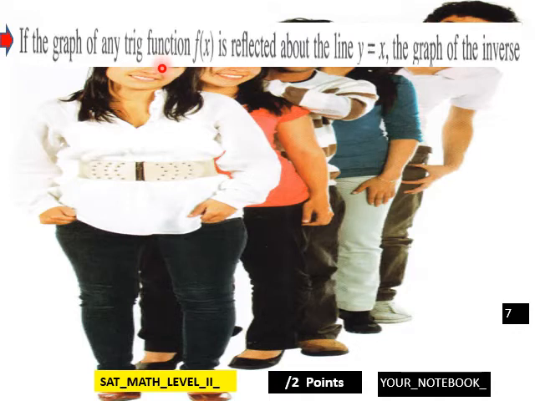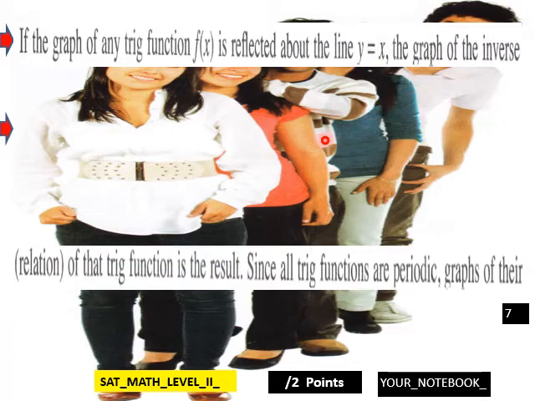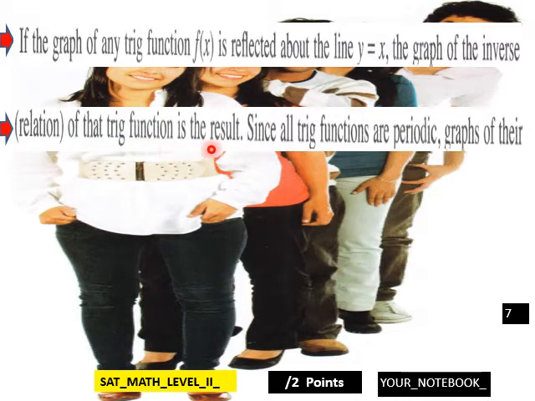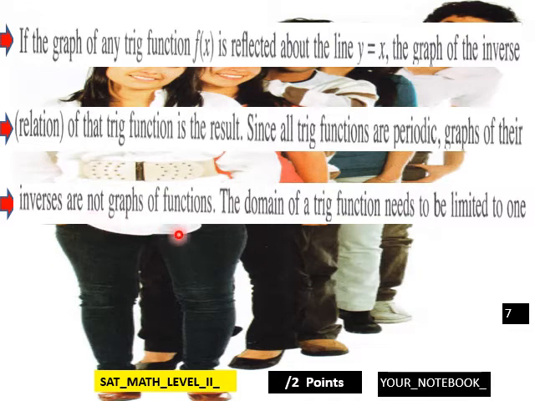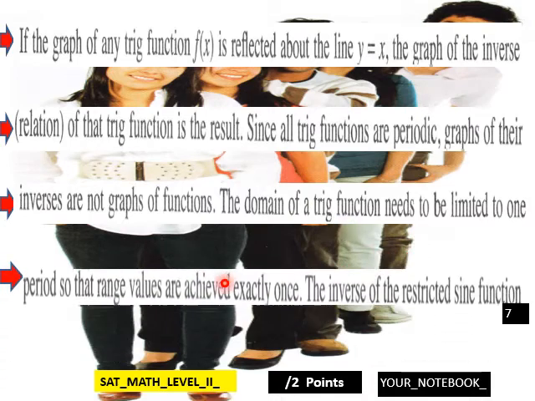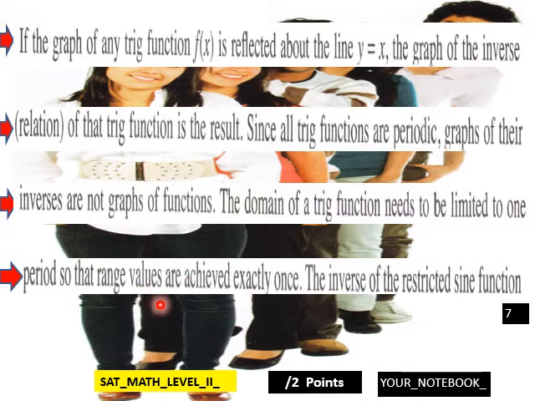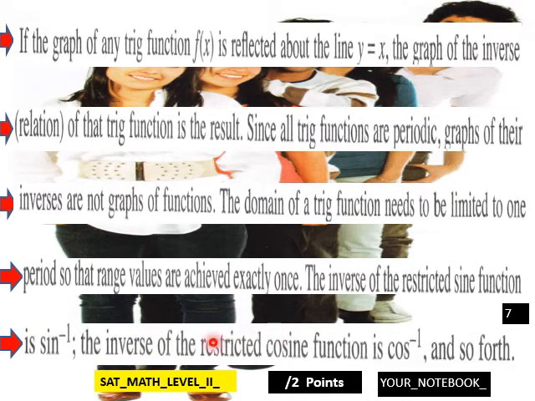If the graph of any trig function f of x is reflected about the line y equals x, the graph of the inverse relation of that trig function is the result. Since all trig functions are periodic, graphs of their inverses are not graphs of functions. The domain of a trig function needs to be limited to one period so that the range values are achieved exactly once. The inverse of the restricted sine function is the inverse sine. The inverse of the restricted cosine function is the inverse cosine, and so forth.